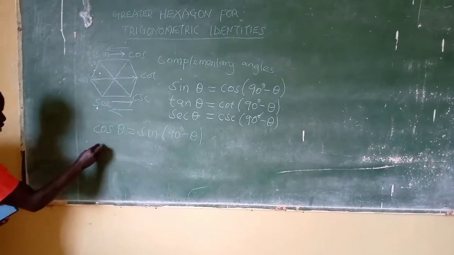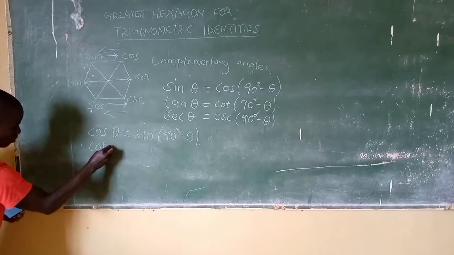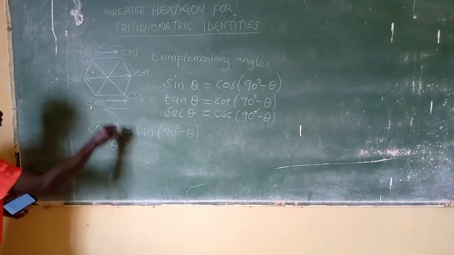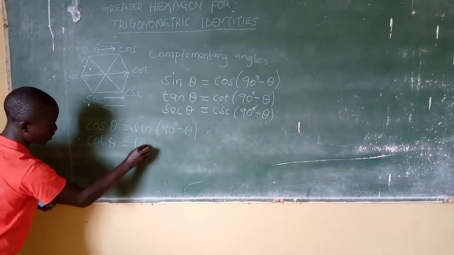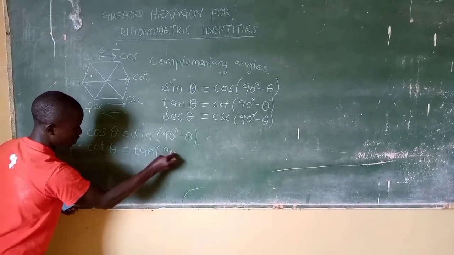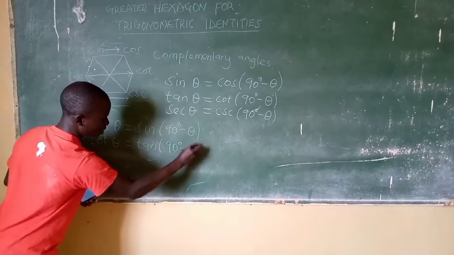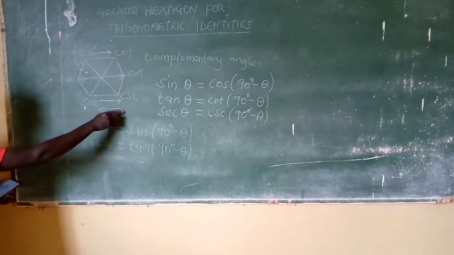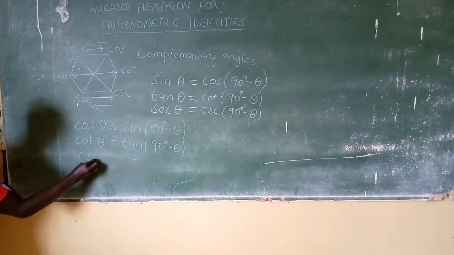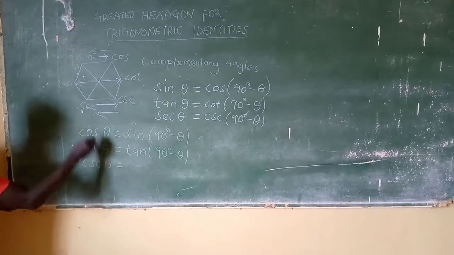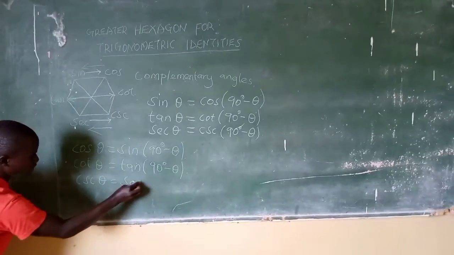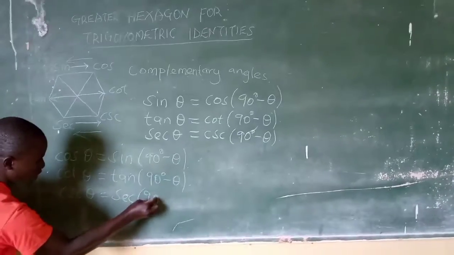Then the cotangent of theta is given by the tan of 90 minus the angle. Lastly, the cosecant of theta is given by the secant of 90 degrees minus theta.